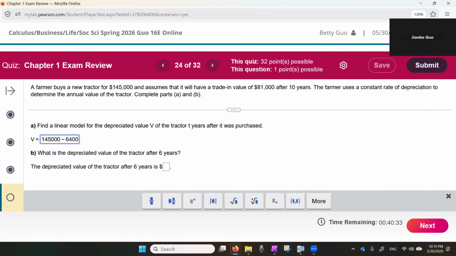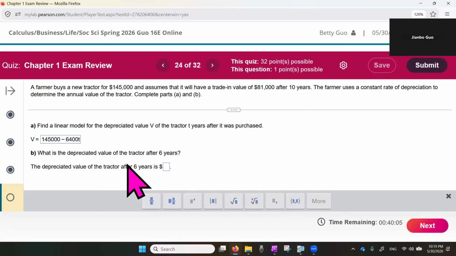Use X or T? Find a linear model for the depreciated value V of the tractor T years. Yes, we're going to use T. All right. So when T equals 10, that is 64,000. 145,000 minus 64,000 gives 81,000. So that's correct. Initial value is this.